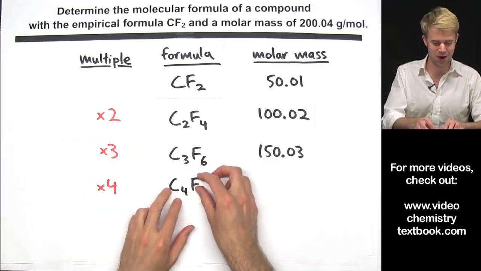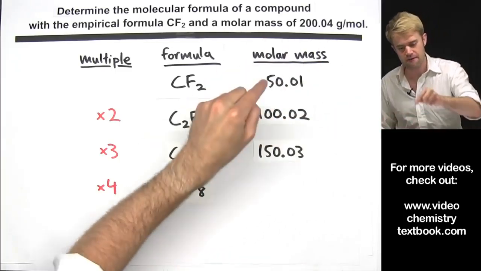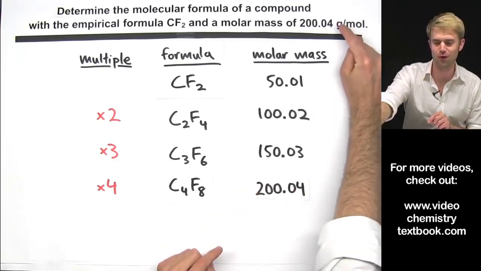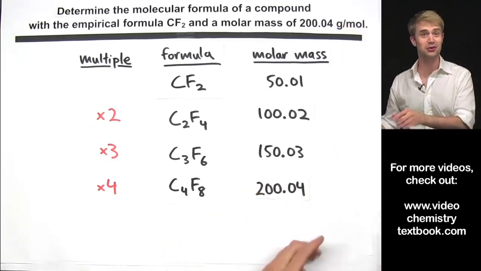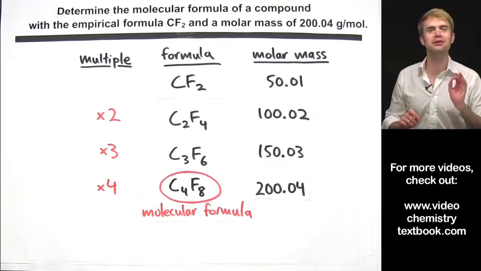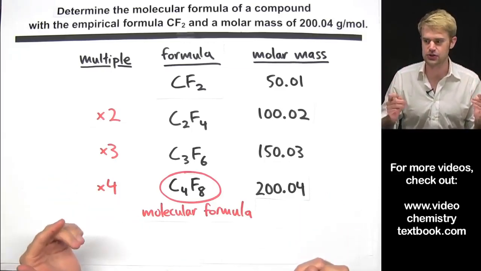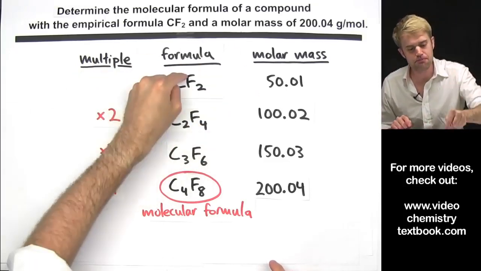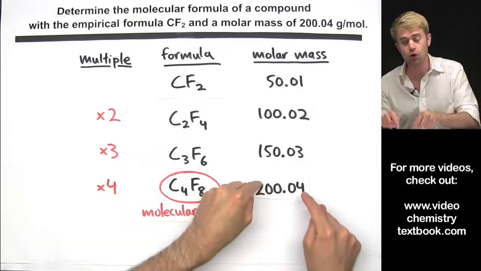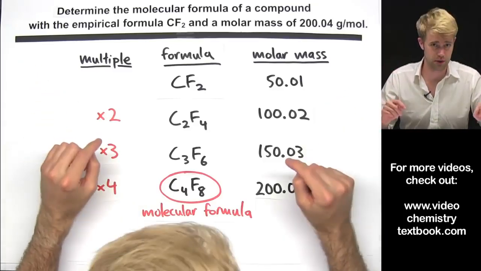You're probably getting the point here. We get C4F8 as a molecular formula, and its molar mass, 50.01 times 4, is 200.04. This is the molar mass that we're looking for, so it means that C4F8 is the molecular formula that we want. So what we're really asking is, what do we have to multiply the empirical formula by to get a molecular formula that has the molar mass that we need? That's the background thinking that we want to do with a problem like this.